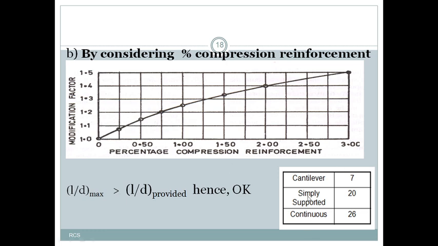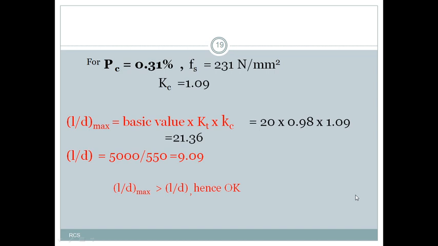Using these values, as I am designing a simply supported beam, the basic value is 20. Substituting, L by D maximum equals basic value times Kt times Kc, that is 20 times 0.98 times 1.09. Then L by D maximum obtained is 21.36. L by D provided: L is the effective length and D is the effective depth. The effective length given is 5000 mm and the effective depth is 550 mm, so we get 9.09. The L by D maximum is greater than L by D provided, so our beam is safe against deflection.